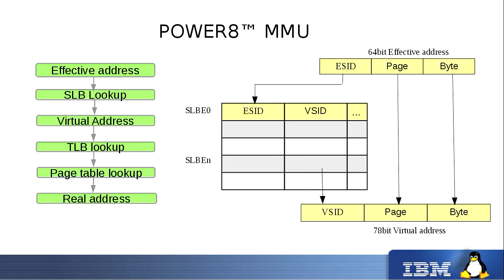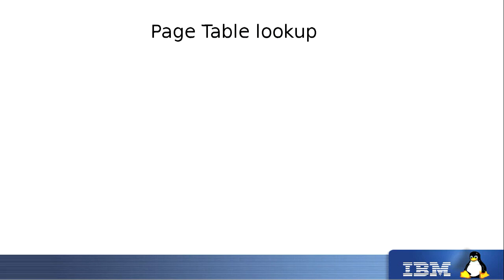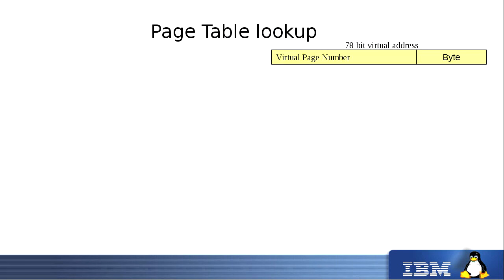Once I have a 78-bit virtual address, I can go and look into the TLB to see if there is a translation cached already. If I don't have that, what happens? So here is what happens. Now we have a 78-bit virtual address. We can look at this 78-bit virtual address as a virtual page number followed by the offset in that virtual page. Now what we actually have is a hash page table.